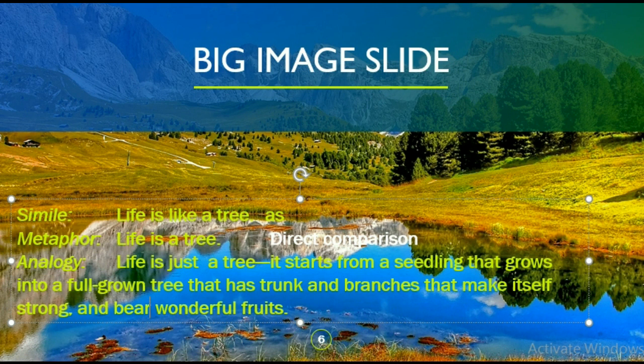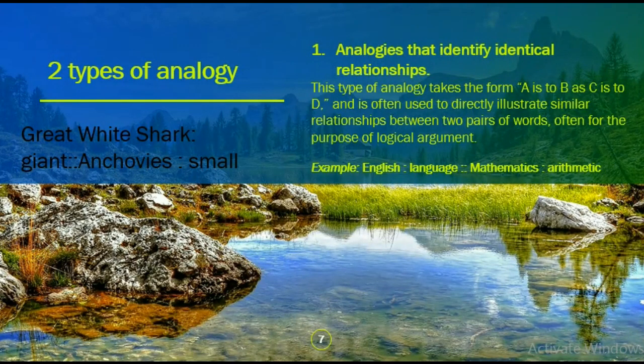Now, another thing that you have to know about analogy is that there are two types of analogy. One is an analogy that identifies identical relationship. What is this? This is the type of analogy that takes the form A is to B as C is to D, and is often used to directly illustrate similar relationships between two pairs of words, often for the purpose of logical argument. So I have here an example.